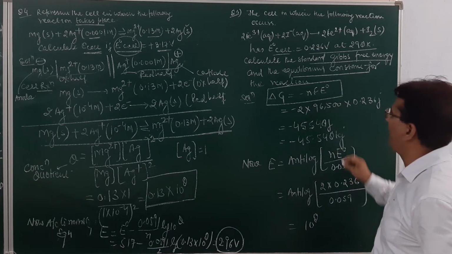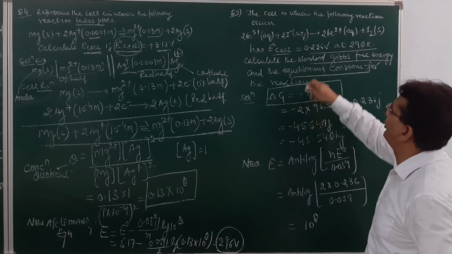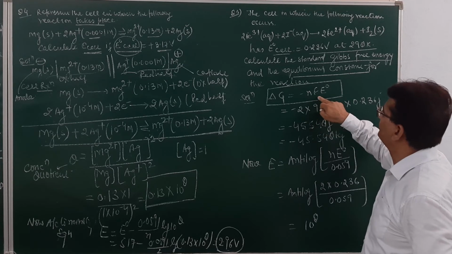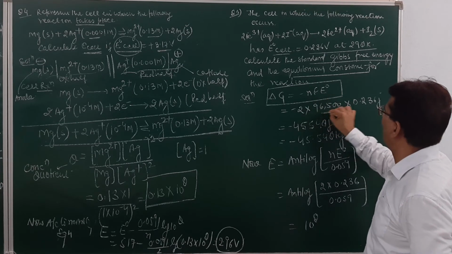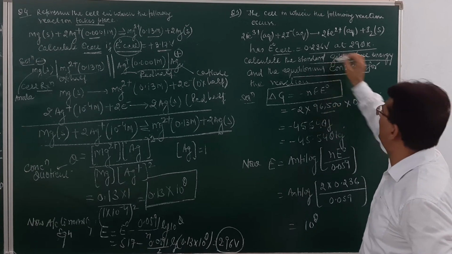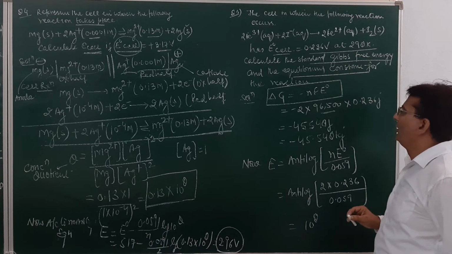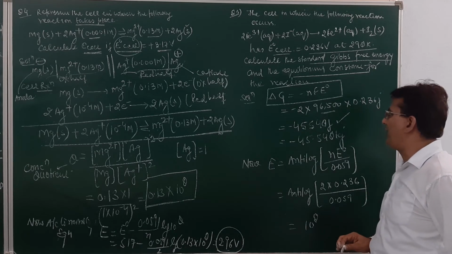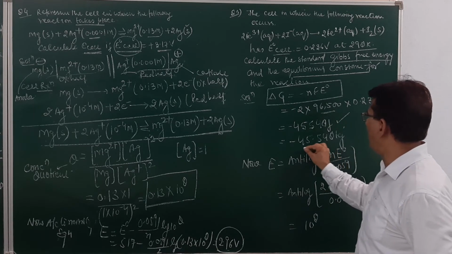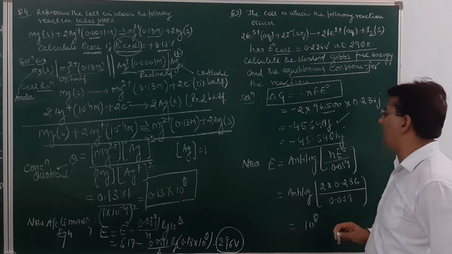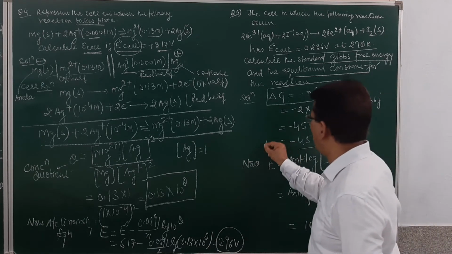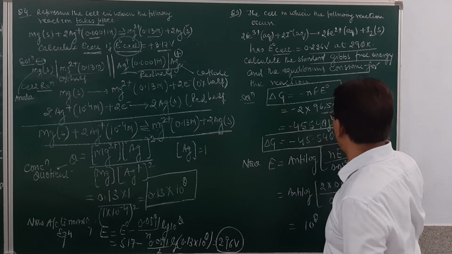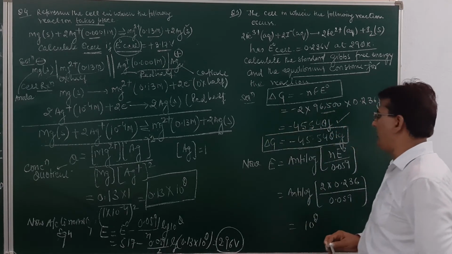We did this in the previous lectures. Now, how many electrons are involved in this reaction? 2. So this will be 2 into Faraday's value, 96,500. What is the E naught value given? 0.236 volt. Solving this, the value of delta G comes to be equal to minus 45548 joule, or minus 45.548 kilojoule. So the value of delta G in this case is minus 45.548 kilojoule.